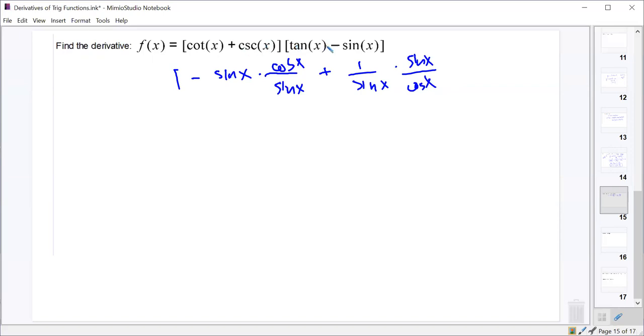And then plus cosecant times negative sine. What's cosecant times negative sine? Should be a negative 1. So the 1 and the 1 cancel out, right? And then the sine over the sine cancel out. So this just becomes negative cosine x. And the sine over sine cancel out here. So we got negative cosine x plus 1 over cosine, or plus secant.